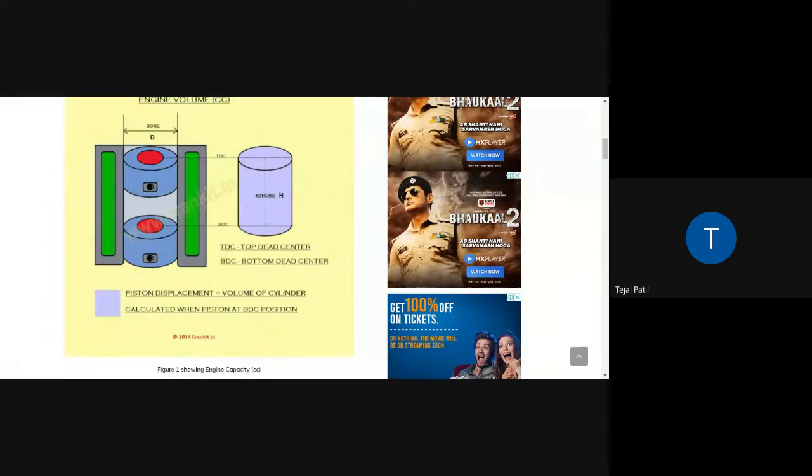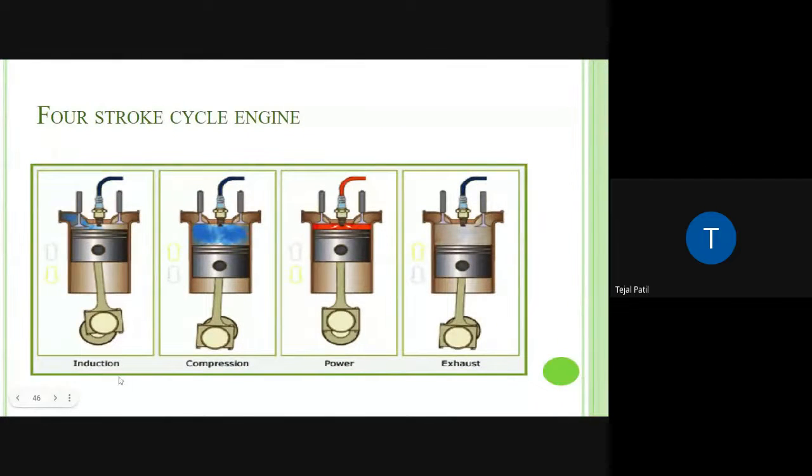And when it covers four strokes, during this whole four strokes, if all these four processes are carried out, that is suction or induction, compression, power, and exhaust, then it is known as a four-stroke engine, because for all these four processes it needs four strokes. And if for all these four processes it needs two strokes only, then it is a two-stroke engine.